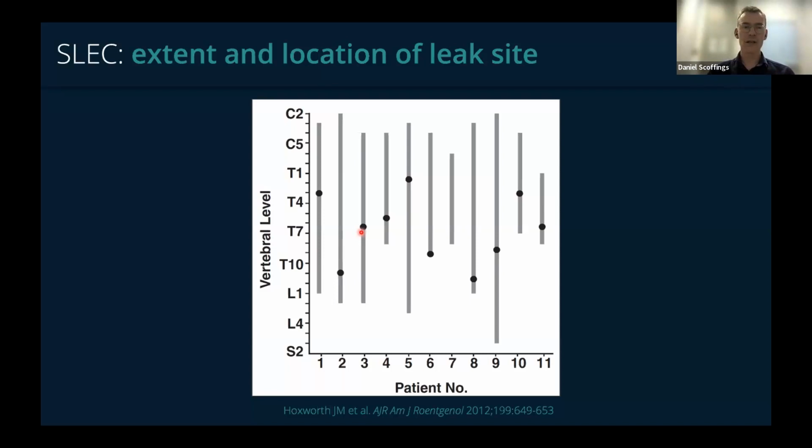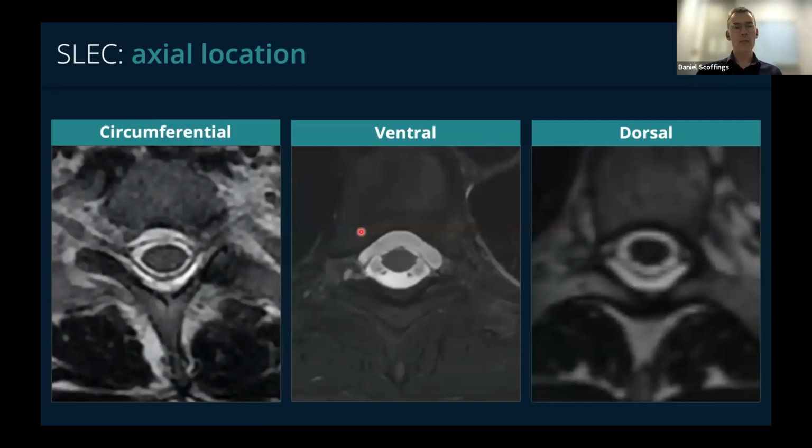Axial location can give you some clues, and this is something that Lau's going to talk about. But early on with acute leaks, you often get circumferential fluid. You don't really know where it's coming from. With time, the collection can become more organized. If the collection is anterior to the cord, it means the defect's almost certainly on the front of the dura, usually from one of those discogenic microspurs, the so-called type 1. If the fluid is mainly dorsal, then that is more commonly associated with a nerve root sleeve tear. But this is something that will be covered in a bit more detail in the second talk, so I'm not going to dwell on it.